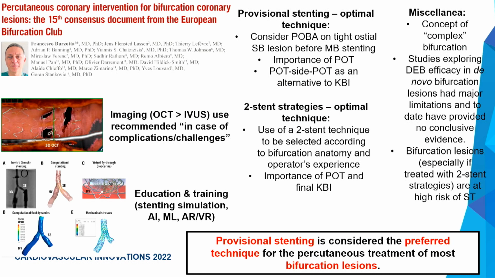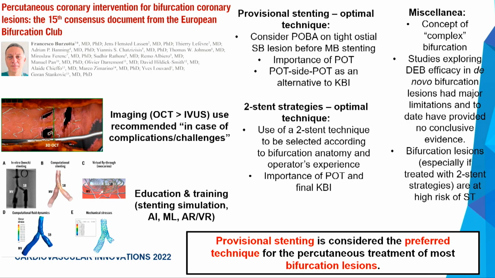So as almost every year, the Eurobifurcation Club came out with the consensus document where they outlined their main recommendation for bifurcation PCI. So they still endorse provisional stenting as a preferred technique for most bifurcation lesions. They go on outlining the optimal technique for provisional stenting with the importance of POT and pot-side POT as an alternative to kissing balloon inflation.